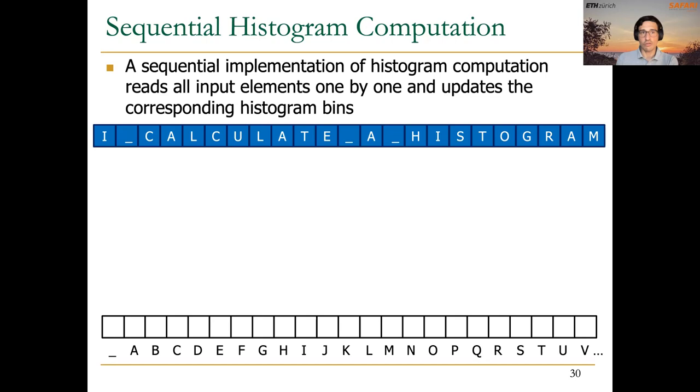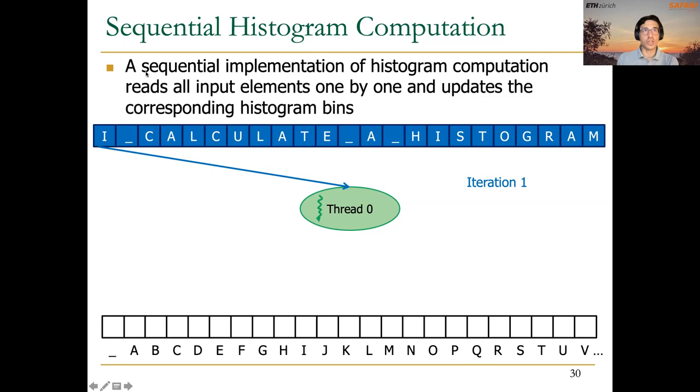"I calculate a histogram." The histogram itself is here at the bottom, where you can see all the possible values that we can have in the letters of this sentence. If we do a sequential histogram calculation here, in the first iteration we'll have four threads going to the first element of the input array, identifying it.